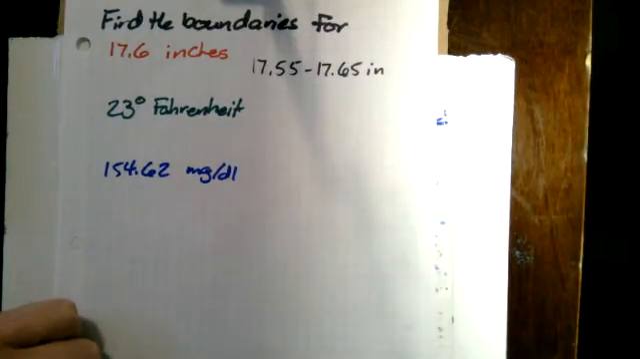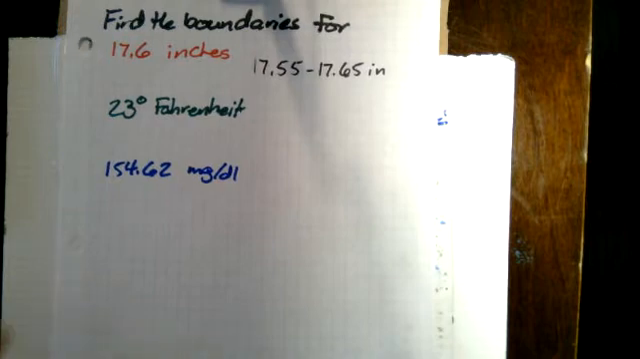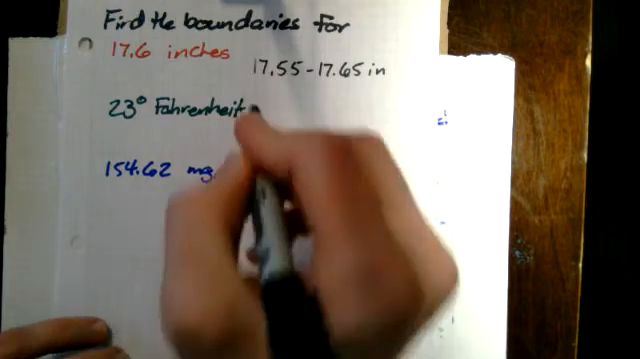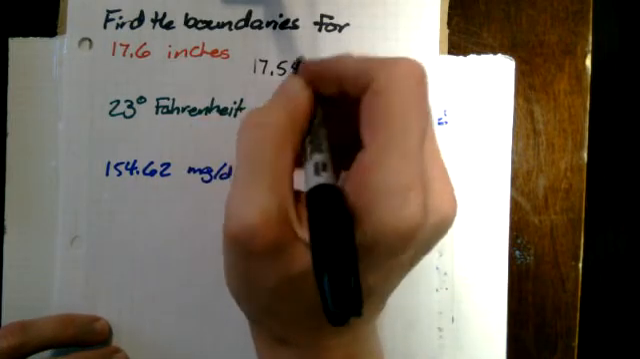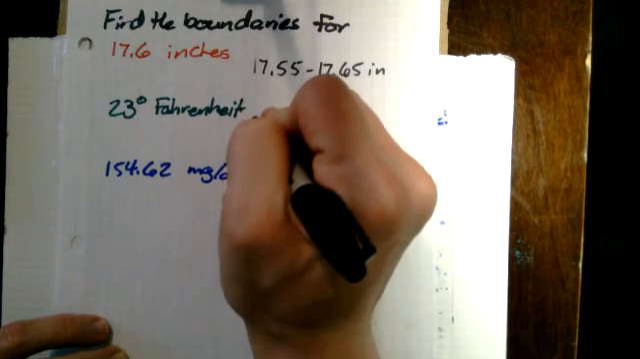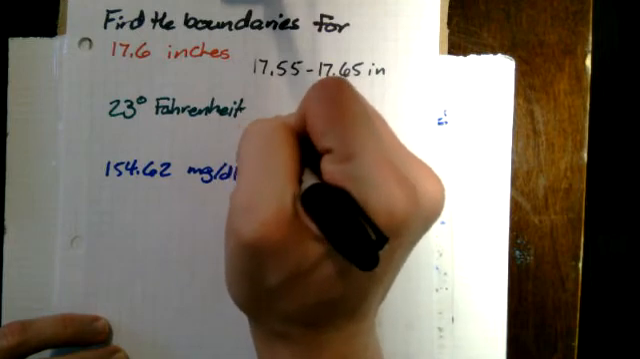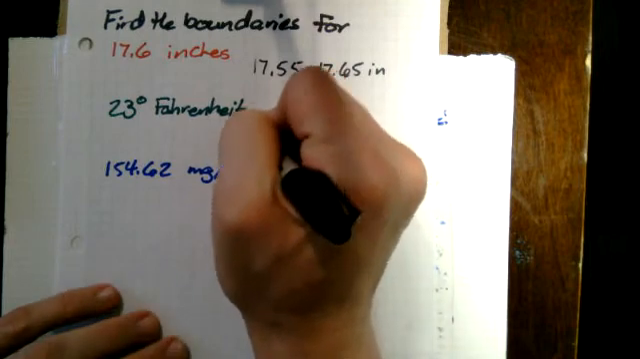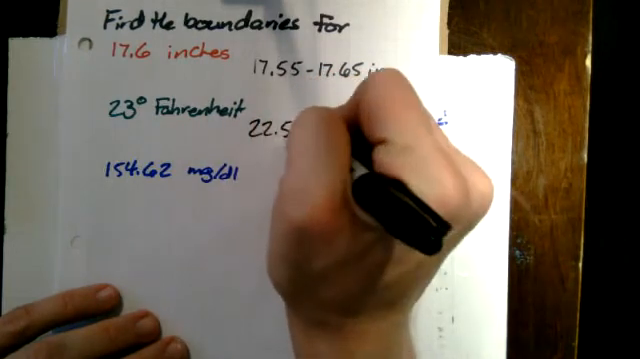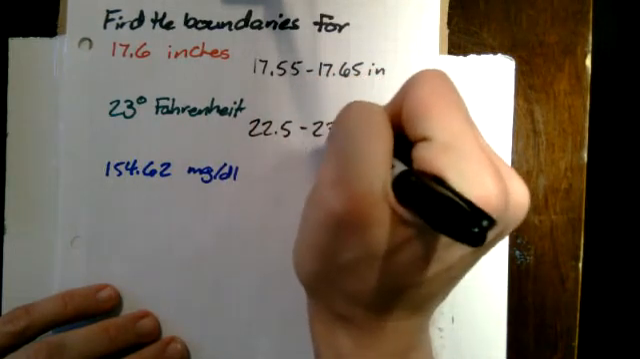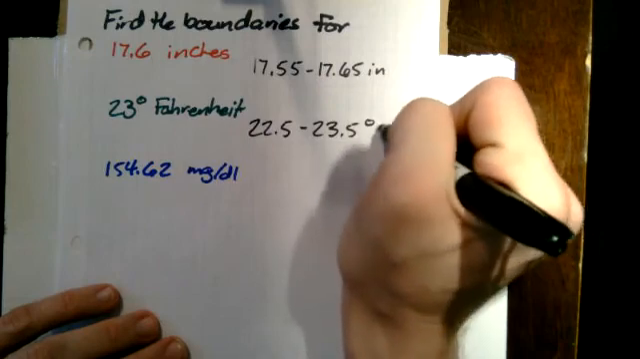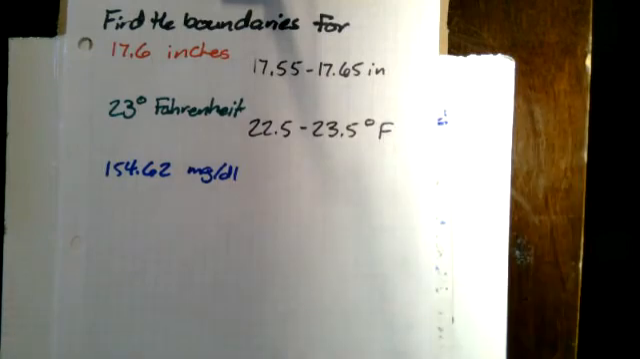23 degrees Fahrenheit. At 23 degrees Fahrenheit, our boundary would be 22.5 to 23.5 degrees Fahrenheit.